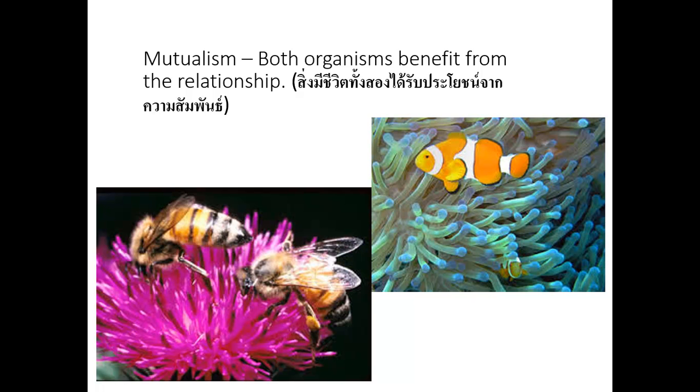Mutualism. Both organisms benefit from the relationship. So you have bees. They're getting nectar, which is sugar water, from the flower. The flower is being pollinated by the bee. Okay? Clownfish and an anemone.